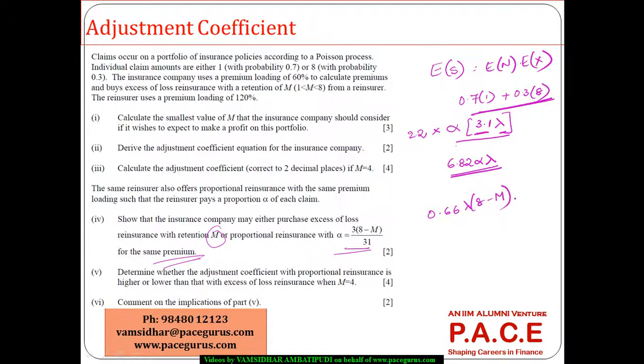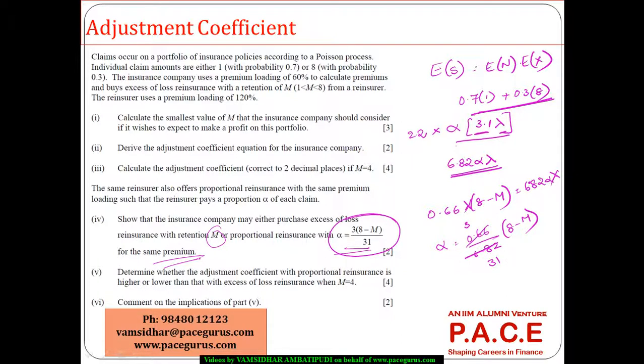So these two should be equal because we are talking of the premium being the same. So 6.82 alpha lambda is equal to this. So if I am taking out lambda, alpha is directly coming out to 0.66 by 6.82 times 8 minus m. Right, and if I have to simplify it, 66 by 682, if I am taking out 0.22 across, this is very much coming out to 3 by 31 times 8 minus m. So we are able to get this particular number.